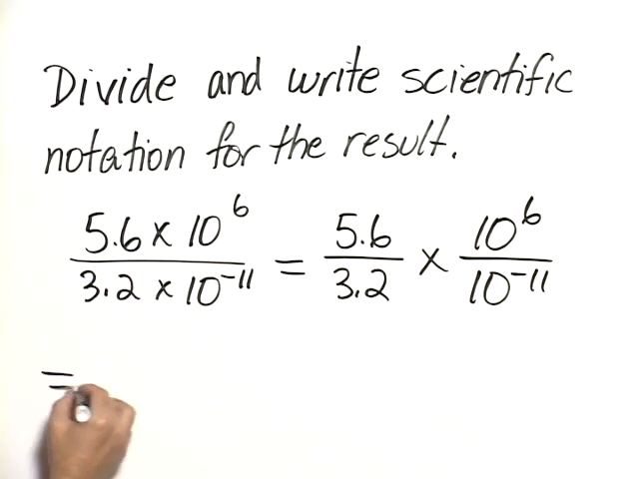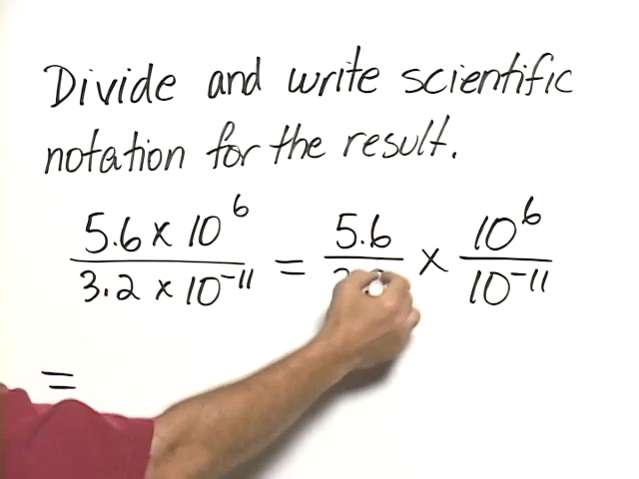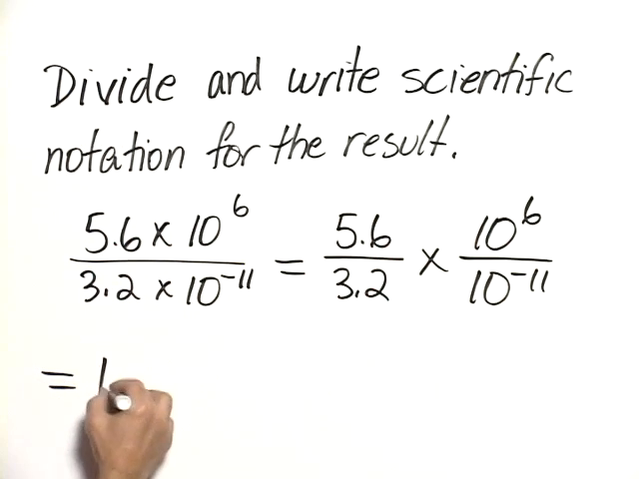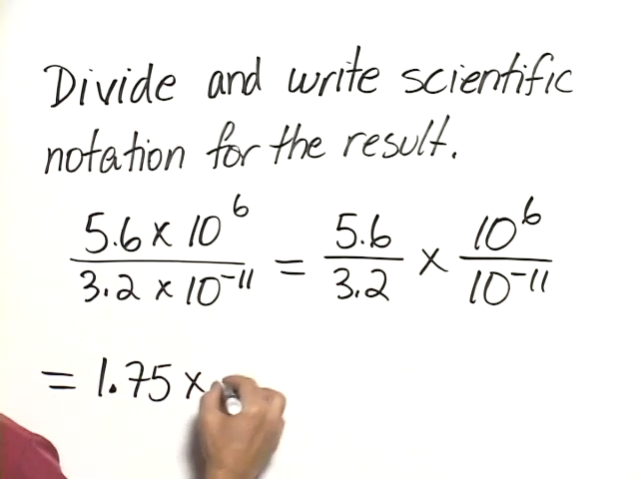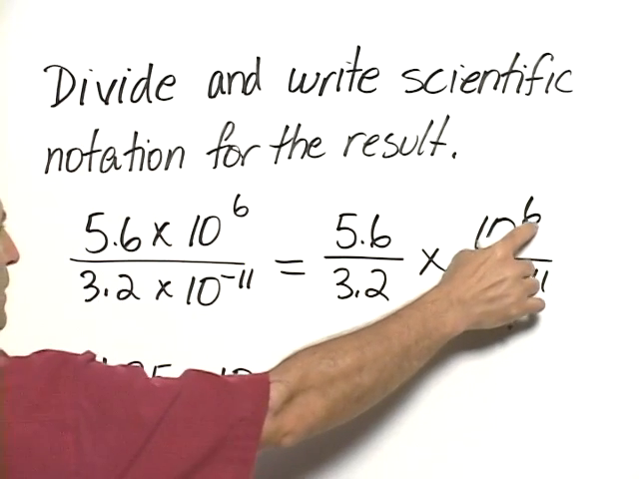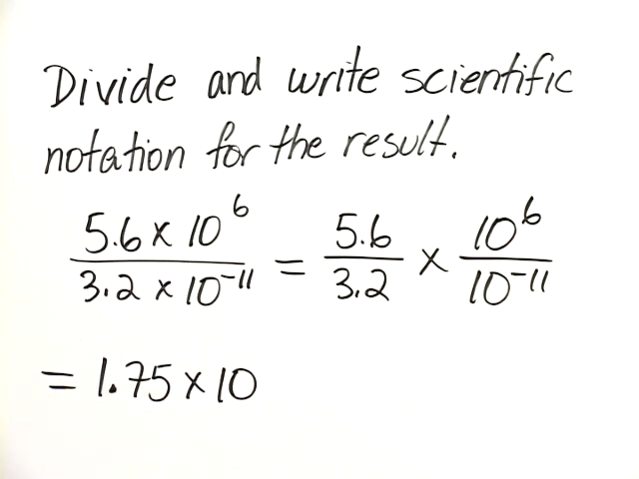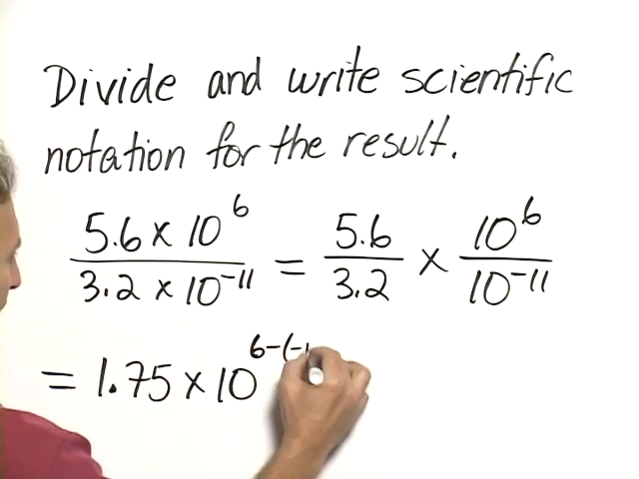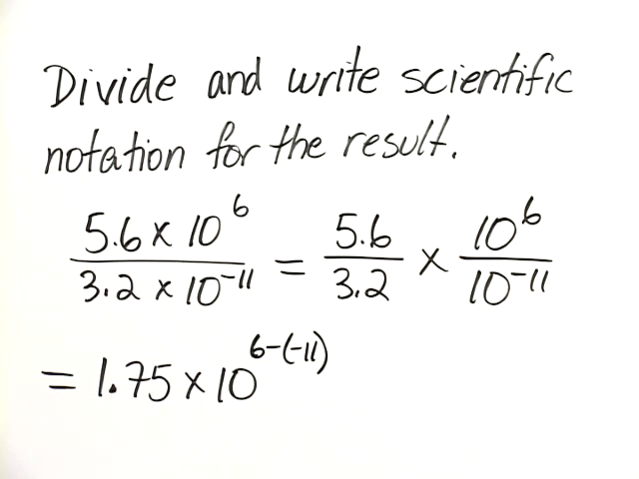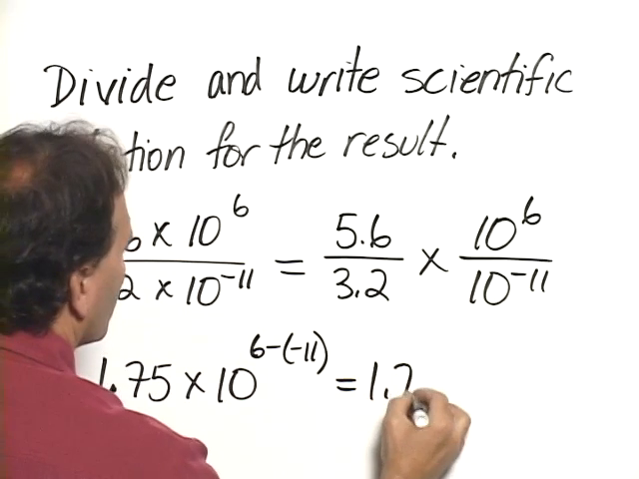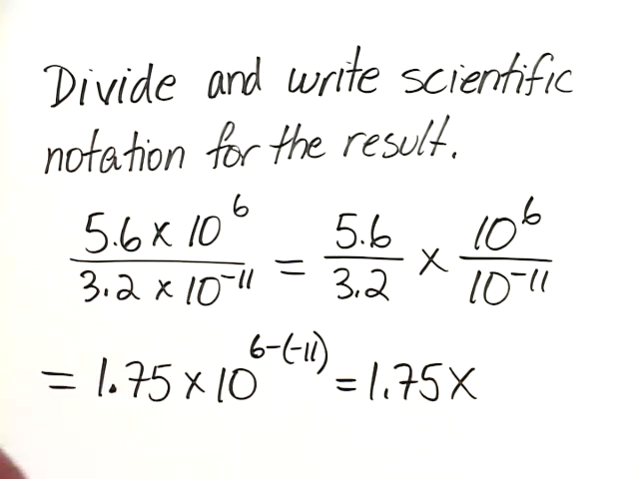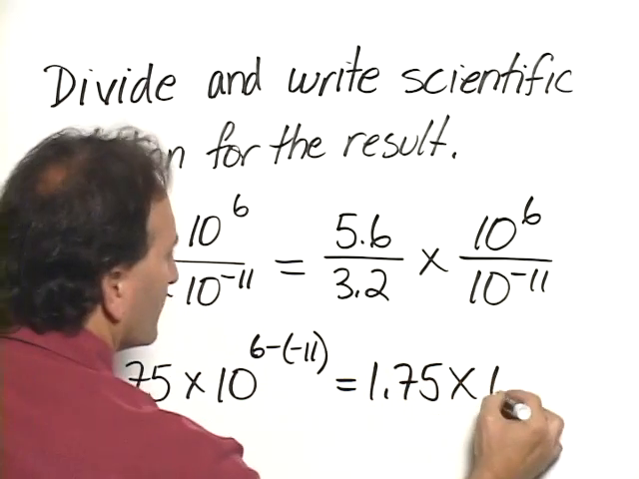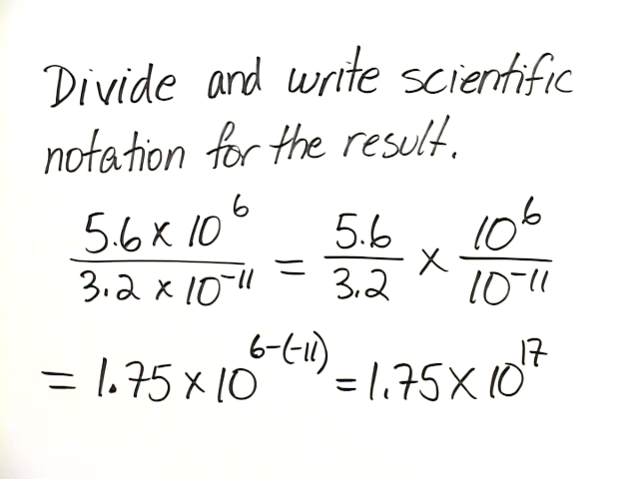This would be equal to, well, when you divide this, which you'll probably do on a calculator, you'll get 1 75/100, or in other words, 1.75, times 10. Remember that when we are dividing exponential expressions with the same base, we subtract the exponents. So 6 minus a negative 11. This would then be equal to, in scientific notation, 1.75 times 10 to the 17th power.